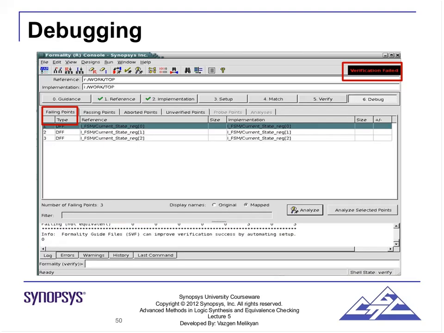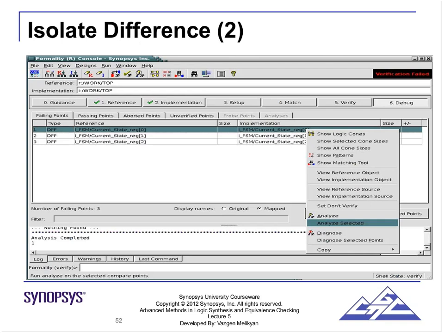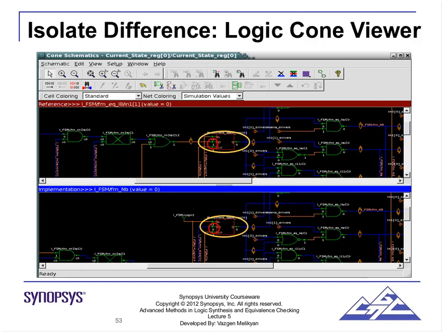So this is a debug window. It shows you the failing points. It is telling you that the left hand side is reference, the right hand side is implementation, and the type is DFF. Now you isolate a failing point, right click on that and set diagnose. A separate analyze tab will appear. You select the error candidate and then you can say show me the logic cone. It will show you the logic cone like this. You can select one failing point, say analyze selected, and it will open up the logic cone for you.